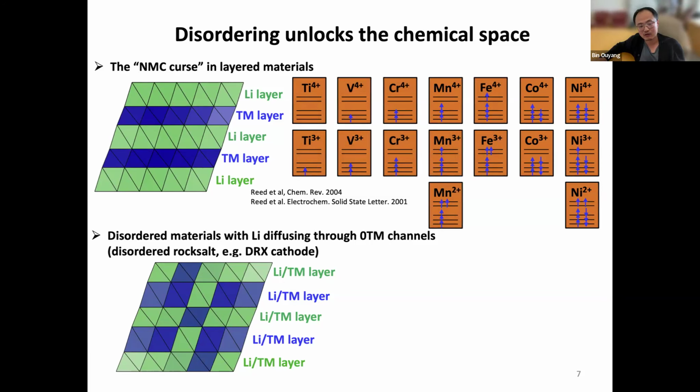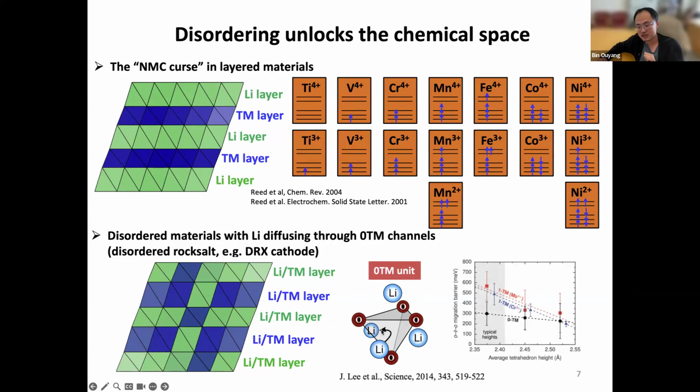You don't need to worry about the blocking of lithium pathways, because the lithium diffusion in this material relies on some local structure. We call them 0TM units, or sometimes 0TM channels. If you have lithium with all the first nearest neighbors in this tetrahedral local structure being just lithium, of course they can be transition metal in other situations, but if you only have lithium, you can easily do DFT calculations and you will find the diffusion barrier is much lower than in the other local structures.